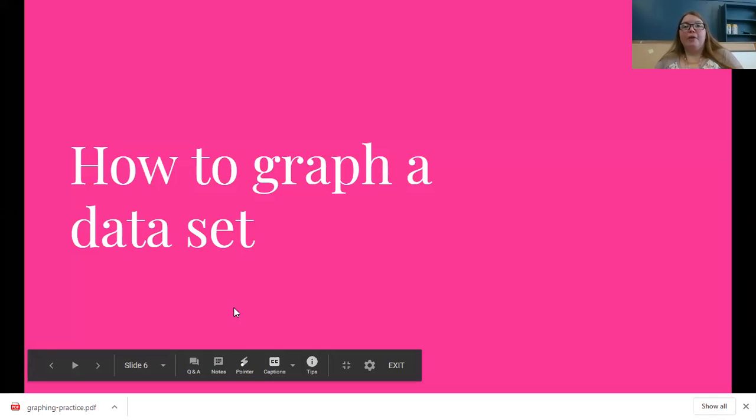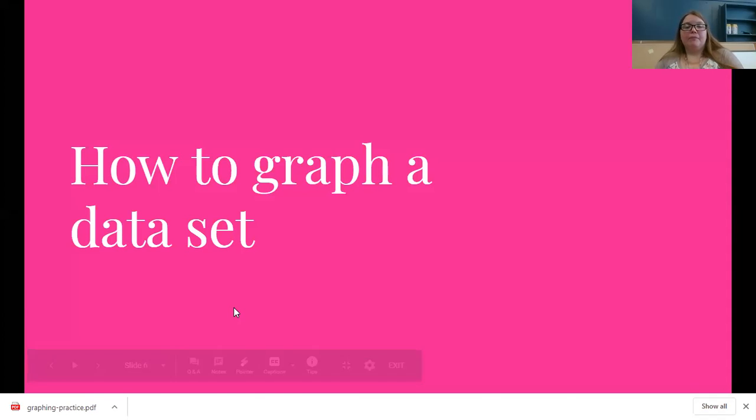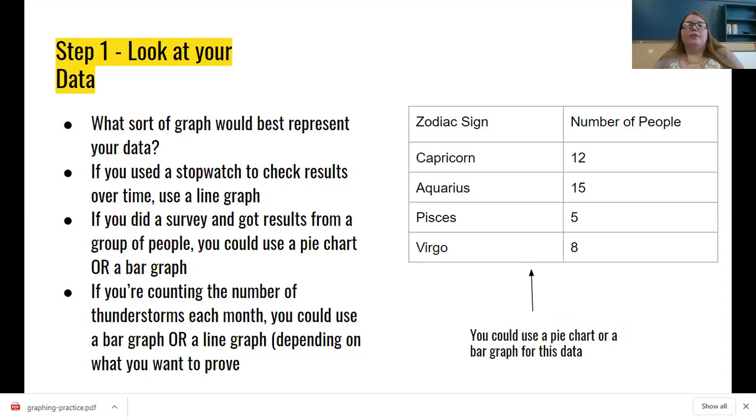All right, so how we graph a data set. First, we need a set of data. We have to look at what information we have. What sort of data graph would best represent it?